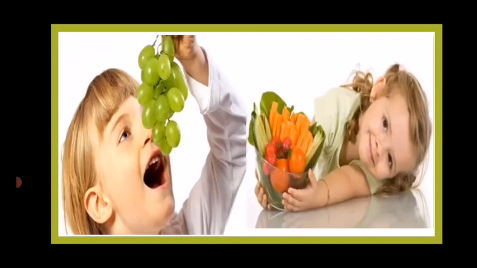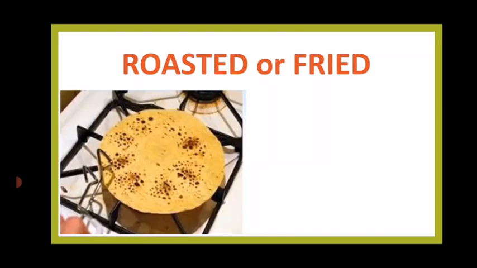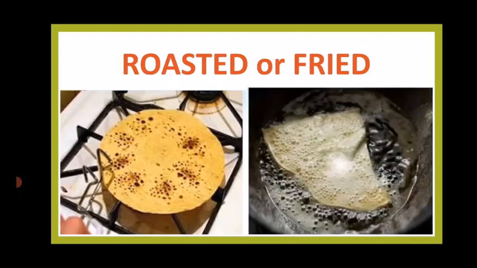Alright. So look, you cannot only eat vegetables raw, children. You can also eat a number of fruits raw. So look, there are grapes here, there are cherries, strawberry, watermelon, kiwi. There are so many fruits which you can just cut and eat raw. Alright. Some foods are roasted or fried like we saw. So look, the papad here, it is being roasted here. The papad is being fried in oil. So these are all the different ways in which you eat food.